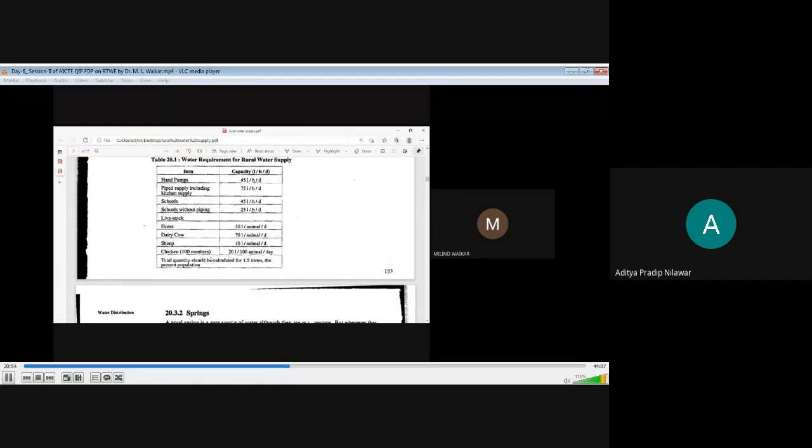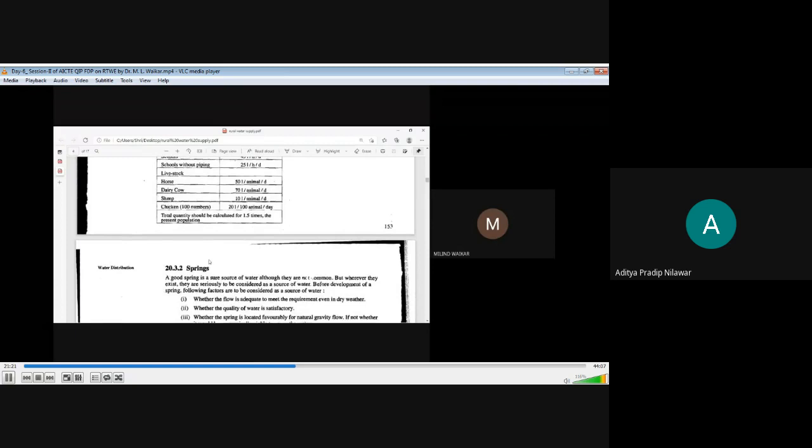Now, we calculate the requirement based on this, and then the total production should be calculated for 1.5 times the present population. Because in case of urban water supply, we go for population forecasting. But here, we don't need to go to that extent of detail. We just take the water requirement as per this criteria and make it 1.5 times.